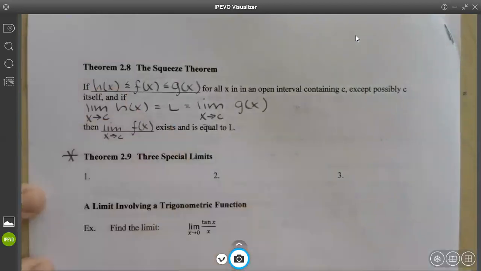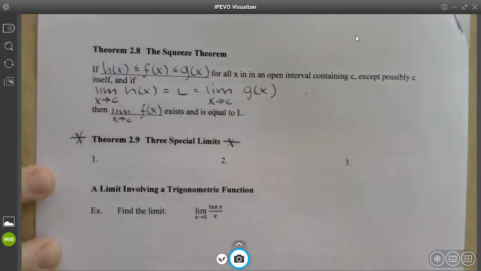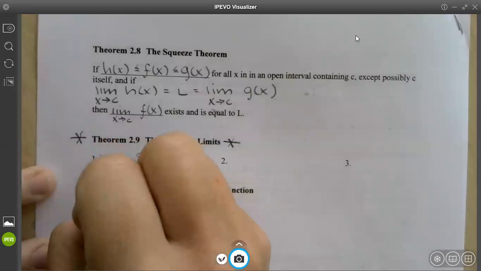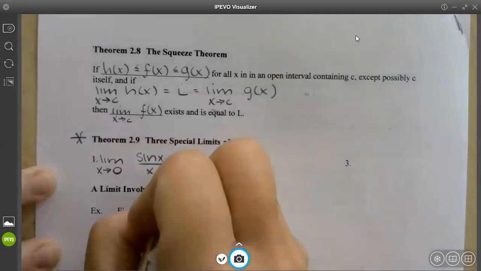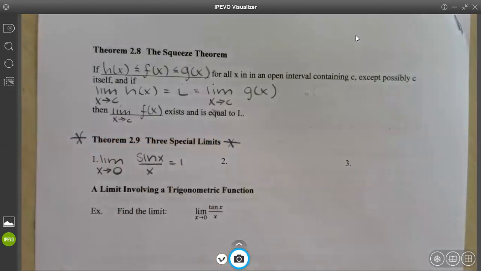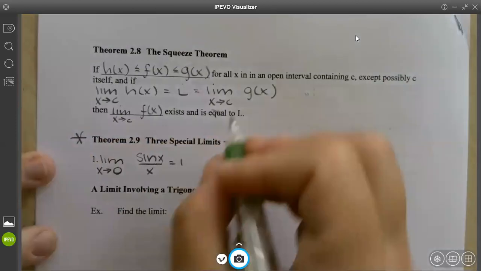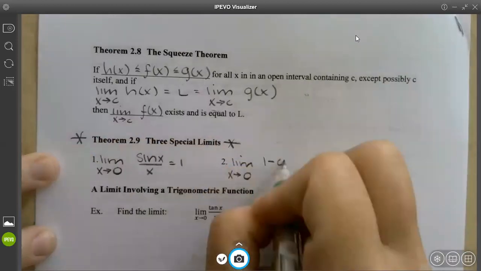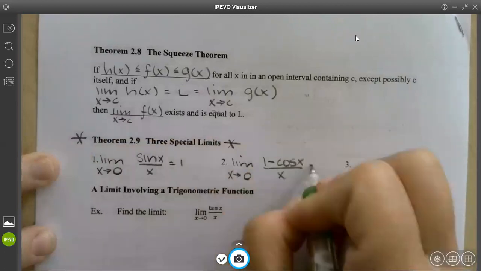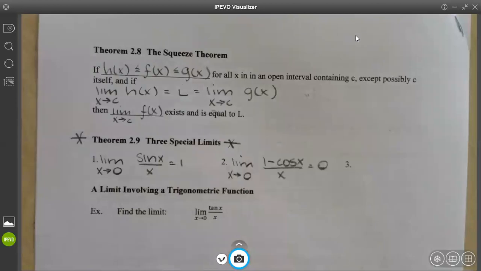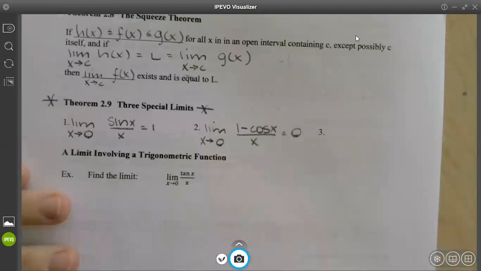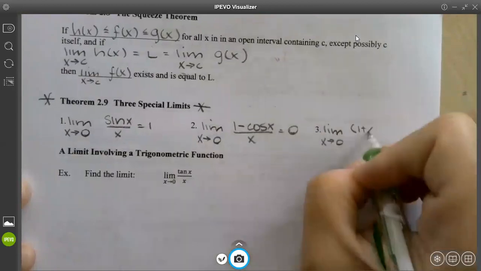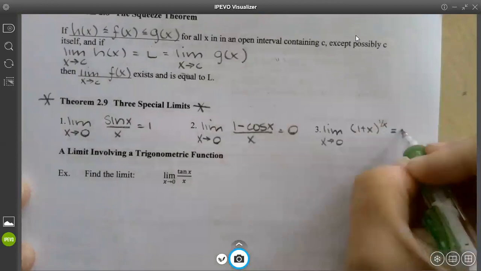These are the ones that I thought we were doing a minute ago. These you need to know. Okay, you have to know these. So the limit as x approaches 0 of sine x over x will always be 1. These are givens that you need to know. The limit as x approaches 0 of 1 minus cosine x over x equals 0. You will use some of these, if not all of them, in your homework. And then the limit as x approaches 0 of 1 plus x to the 1 over x equals e.